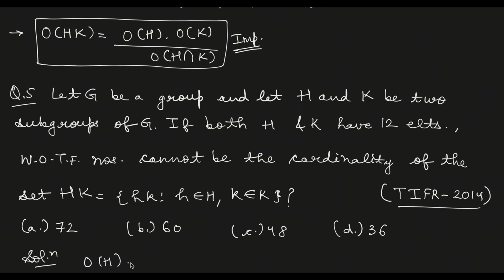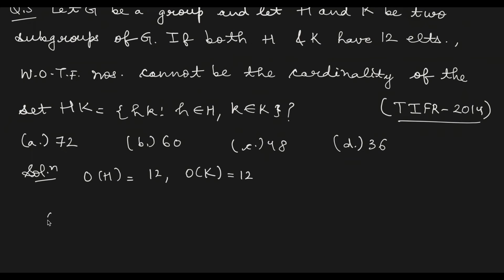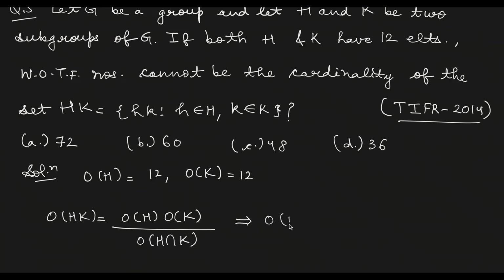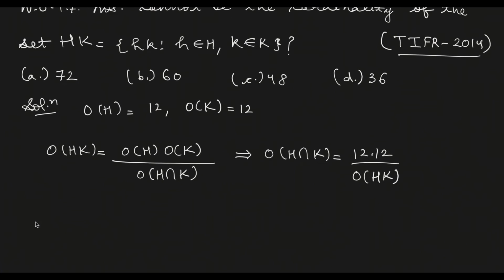It is given that order of H is 12, order of K is 12, and the formula is order of HK is equal to order of H times order of K upon order of H intersection K. So order of H intersection K will be 12 into 12 upon order of HK. So, A part.